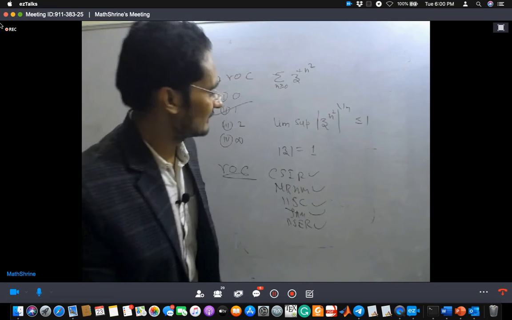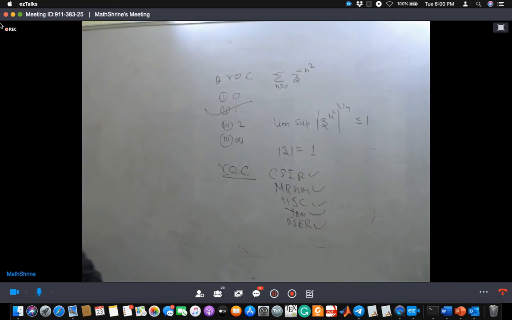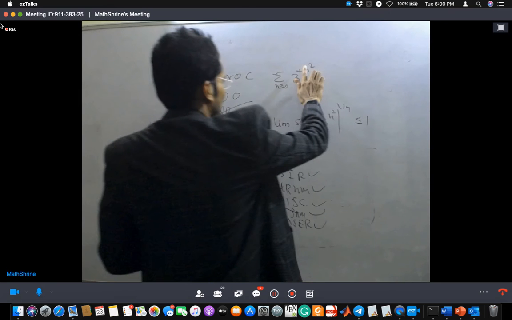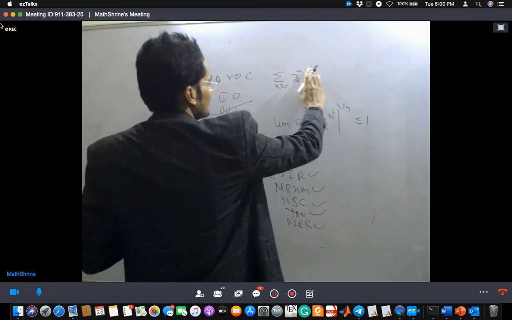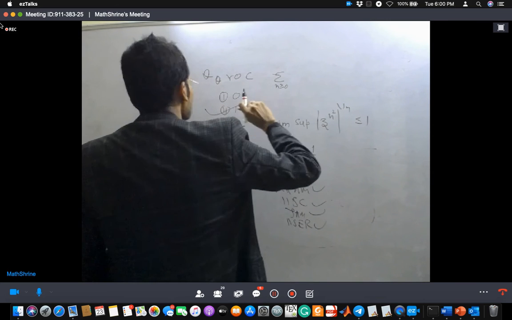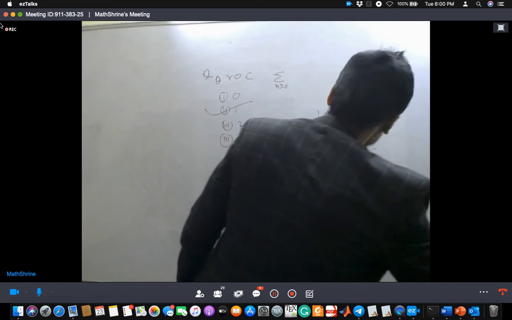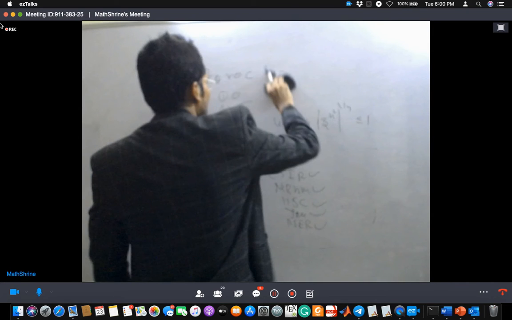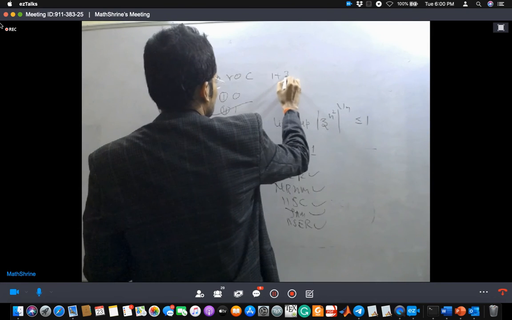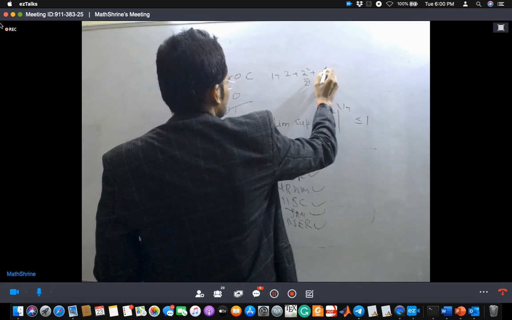Another thing, we can write something more also. Write one more question. Sometimes they can give you something like this, if you remember. The radius of convergence of the series 1 plus z square by 2 factorial plus z cube by 3 factorial and so on.